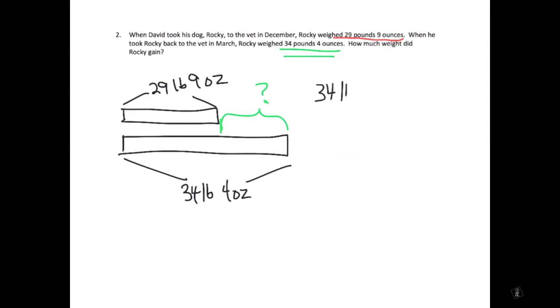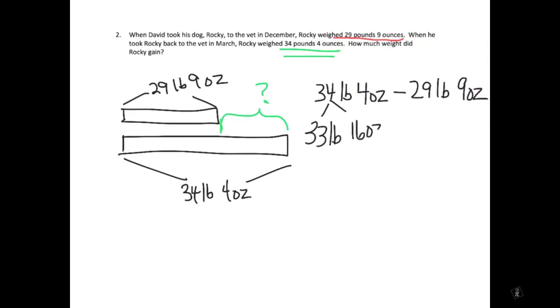We're going to do 34 pounds, 4 ounces, and we're going to subtract 29 pounds, 9 ounces. Right now, we have enough pounds to subtract 29, but we don't have enough ounces to subtract 9 ounces. So we're going to have to do some regrouping. We're going to take one of those pounds, so now we're going to have 33 pounds and 16 ounces. We turn that pound into 16 ounces because that's the same thing as 1 pound. So 34 pounds is the same thing as 33 pounds, 16 ounces.